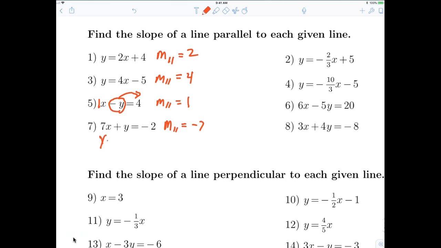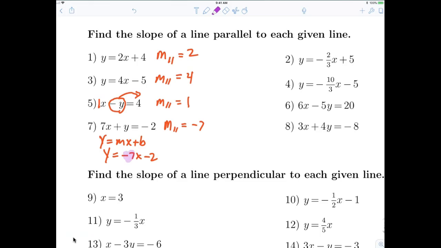Because it's not in the right form. y equals mx plus b. So you've got to put it in the right format. In order to do that, you have to take the 7 and move it over to the right side. When I take the 7 and move it over to the right side, it becomes -7x. So it would be y equals -7x minus 2. And now you're with me, right? The number in front of the x is -7.